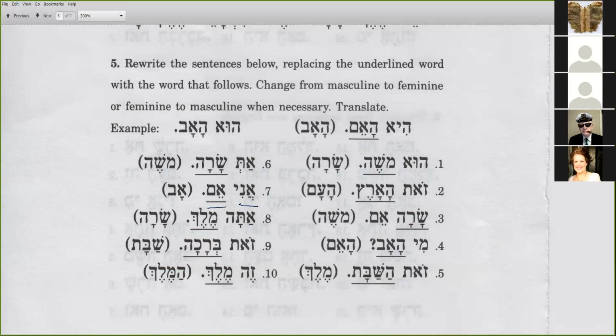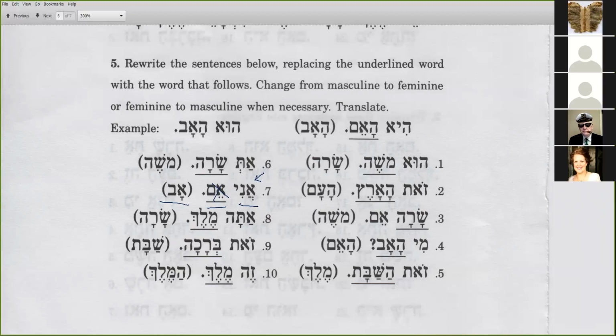Ani aim. I am a mother. Oh, we get rid of mother and we replace mother with av, meaning father. Does anything happen to ani? No, it stays the same. Stays the same.